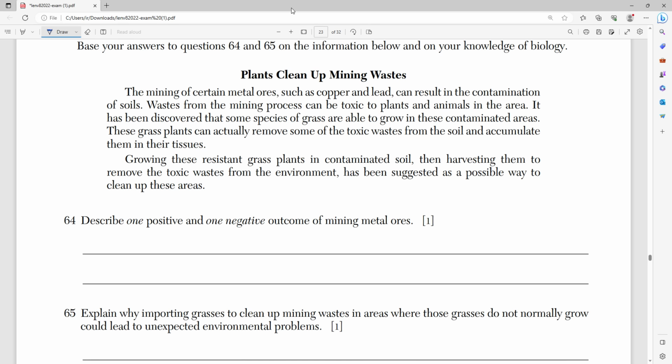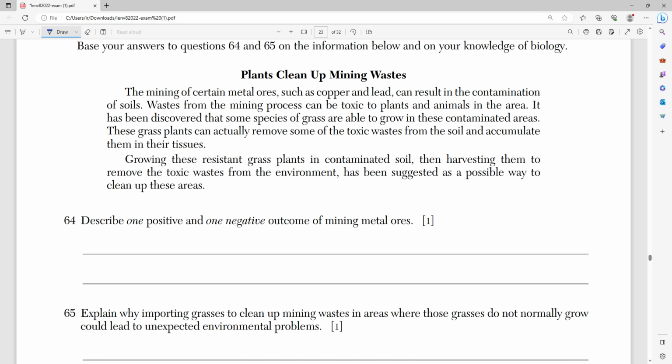The mining of certain metal ores, such as copper and lead, can result in the contamination of soils. Wastes from the mining process can be toxic to plants and animals in the area. It has been discovered that some species of grass are able to grow in these contaminated areas. These grass plants can actually remove some of the toxic wastes from the soil and accumulate them in their tissue. Growing these resistant grass plants in contaminated soil, having them remove the toxic waste from the environment, has suggested a possible way to clean up these areas. Describe one positive and one negative outcome of mining metal ore.